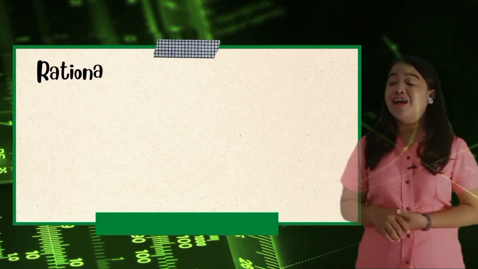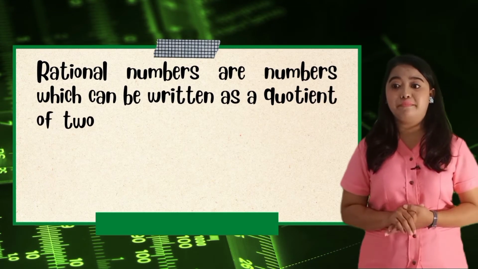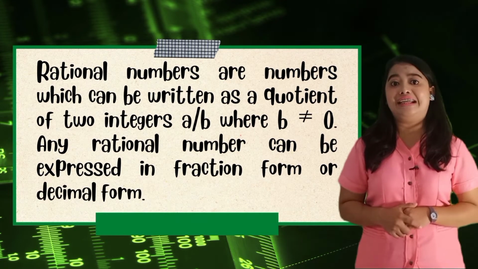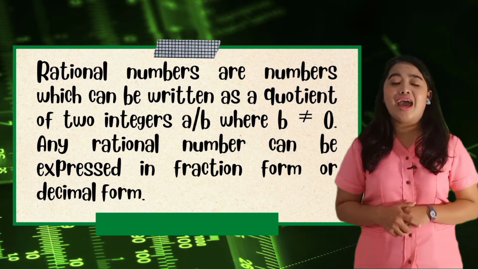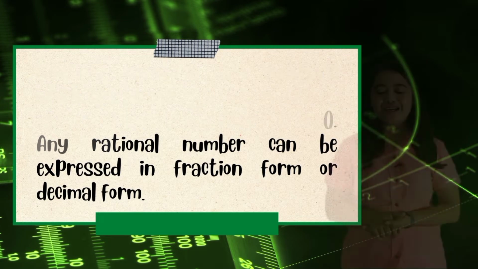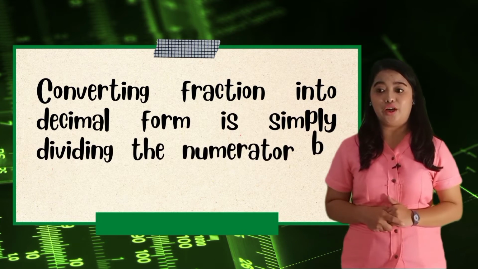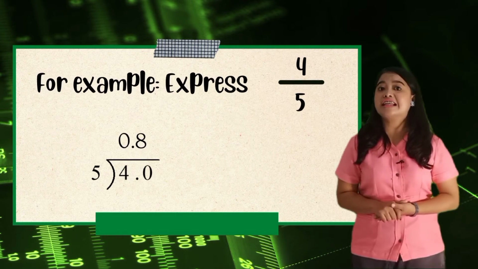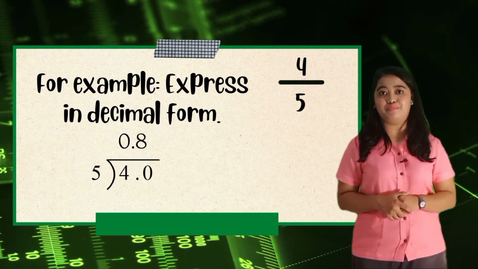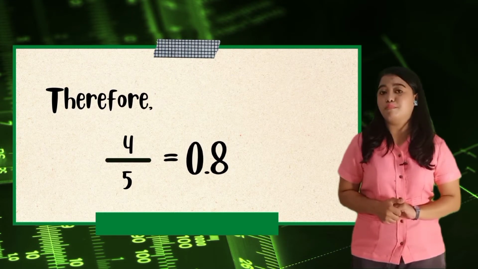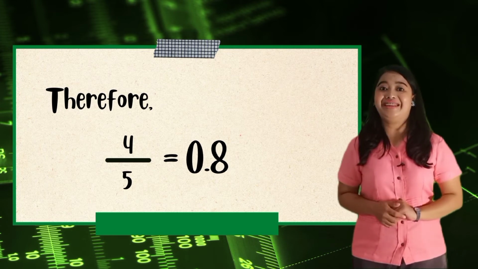Now, let's define the rational numbers. Rational numbers are numbers which can be written as a quotient of two integers a over b, where b is not equal to 0. Any rational number can be expressed in fraction form or decimal form. Converting fraction into decimal form is simply dividing the numerator by the denominator. For example, express 4/5 in decimal form. We'll just simply divide 4 by 5. Therefore, 4/5 is equal to 0.8.